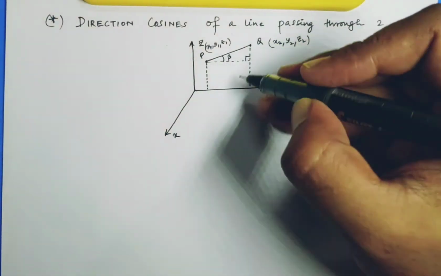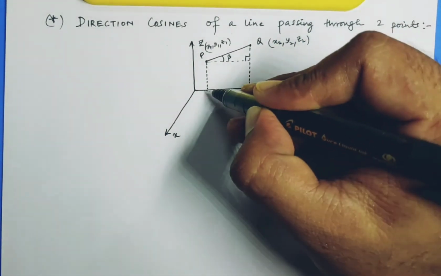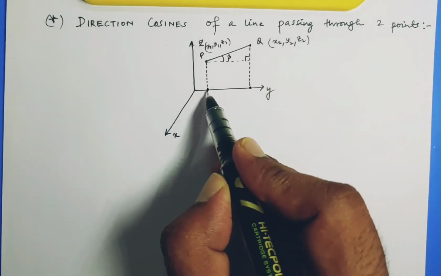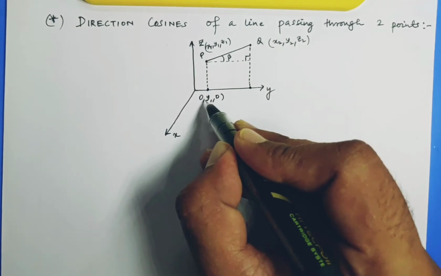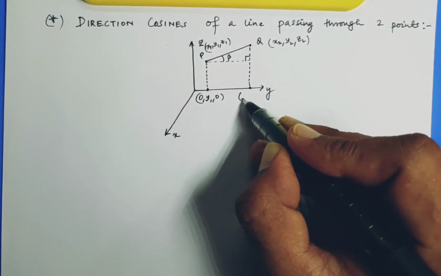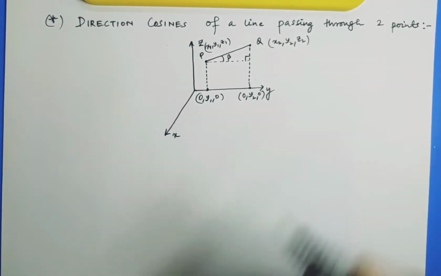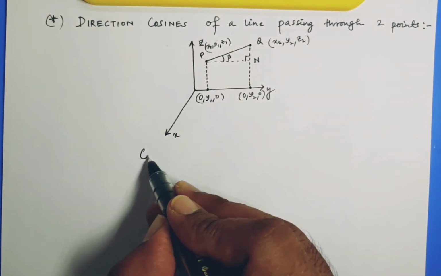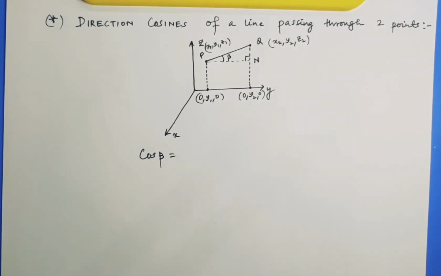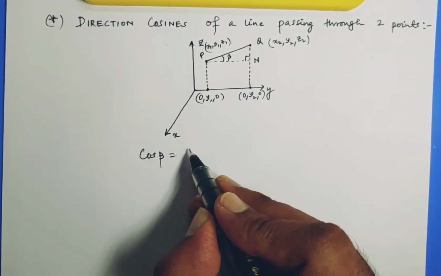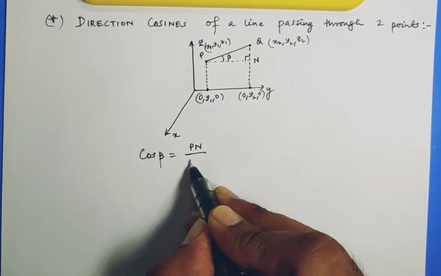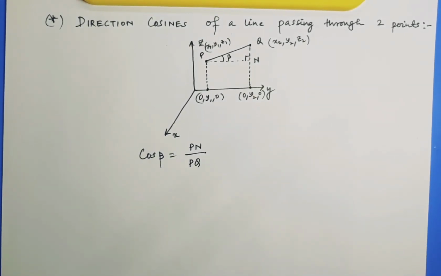Okay. So now, can you tell me what will be the coordinate of this point and this point? This point, the x and z coordinates will be 0. It is 0, y1, 0. And what will be the coordinate of this point? 0, y2, 0. Right? Now let's give this one the name Pn. So now tell me, what is cos beta equal to? Cos beta is equal to base by hypotenuse, right? So it will be Pn divided by PQ. Simple as that.